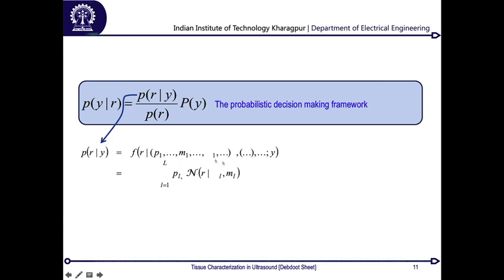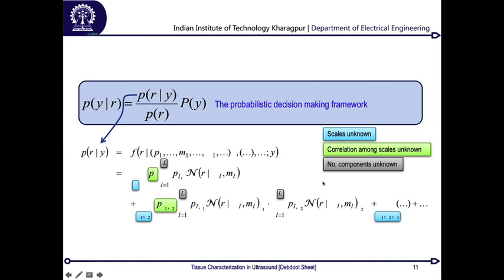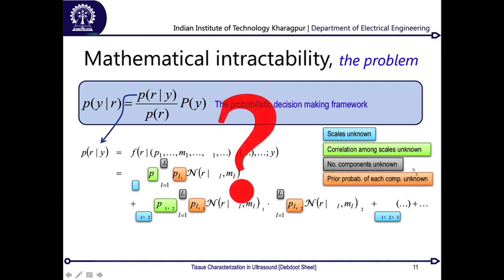Now if we look at this prior probability and this likelihood function, the likelihood is going to be some sort of summation over multiple Nakagami coefficients, and then there would be a weighted combination of all of these different ones across different scales, and together this is going to expand into different kinds of polynomials. In total this introduces a major challenge: we do not know what the scales are, what the correlations between the scales are, the number of components, or the prior probability of each of these components, and together that makes this whole problem intractable.